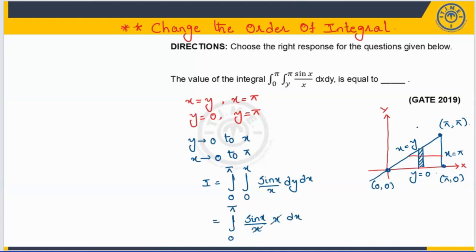So x will get cancelled. So the integral of sine minus cos x from 0 to pi: minus cos pi is -1, minus cos 0 is 1, and the value of the integral is 2.